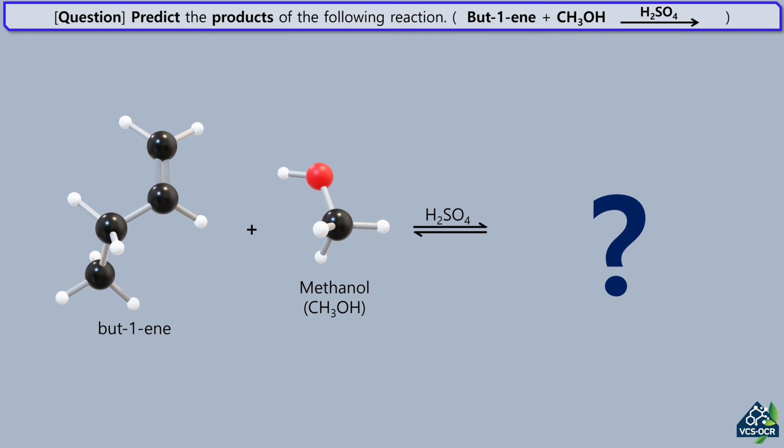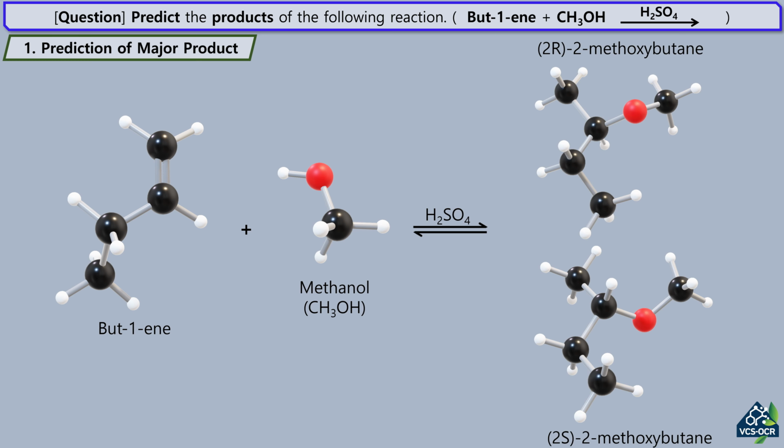In this video, the focus is on the addition of alcohol to an alkene, specifically the acid-catalyzed ether synthesis reaction. The goal here is to predict the major product for the reaction of 1-butene with methanol in the presence of an acid catalyst. Based on this problem, the major product is predicted as follows.